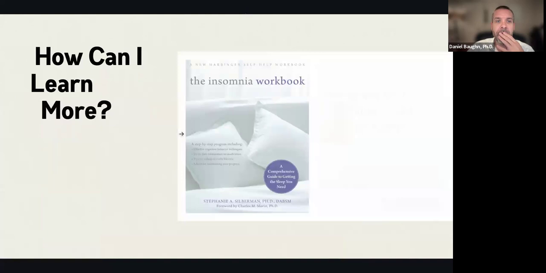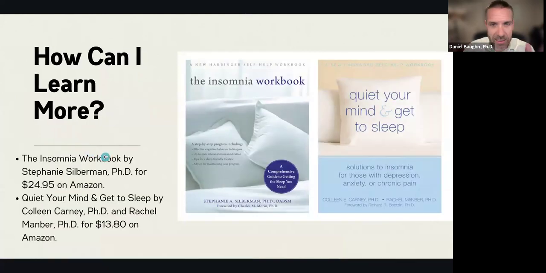All right. Last here, I always like to give people resources. I tell a lot of clients whenever I do complimentary phone calls with them, is that when it comes to making improvements to your sleep, there's tons of good self-help materials out there that you can use right now. In fact, there's workbooks out here. My two favorite are right here, the Insomnia Workbook by Stephanie Silberman. It is roughly about 25 bucks on Amazon. And then there's Quiet Your Mind to Get Back to Sleep by Colleen Carney and Rachel Manber. That one's about $14 on Amazon. Both of these workbooks are phenomenal.